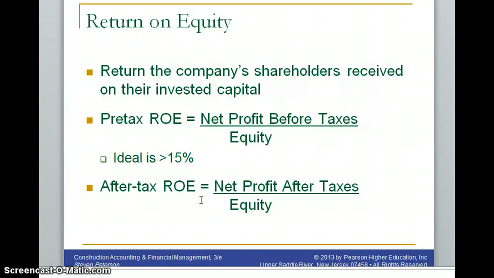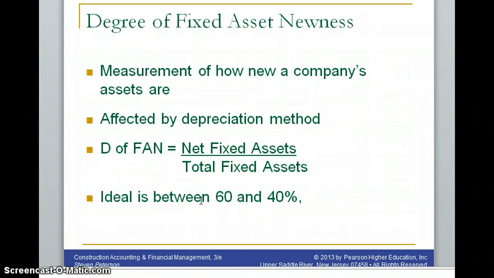Ideally, the after-tax return on equity should be at least 15%. This is, for example, money that the investors will put into a company where they would anticipate getting a return of 15% on their investment. So these can be measured by doing this calculation. Another one is degree of fixed asset newness, which is the measurement of how new a company's assets are. Compared to other companies or to the industry averages, that should be between 60 and 40%.